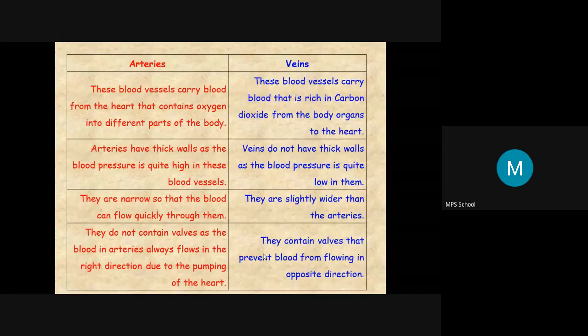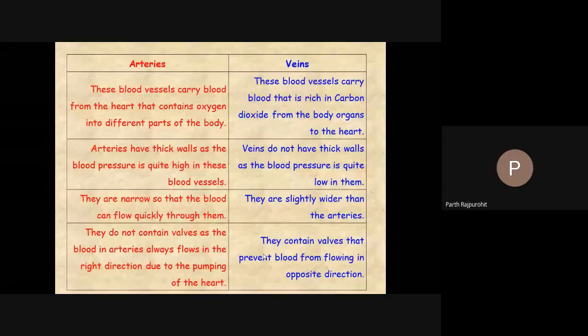Is this clear? Do you have any doubts? Sir, please explain again. See, just forget about all the wording, okay, just follow my words. First, what is the difference? Arteries carry the oxygenated blood from the heart to the different parts of the body. And what is in the vein? It is directly opposite. The vein carries the deoxygenated blood from the body to the heart. The first point is clear.